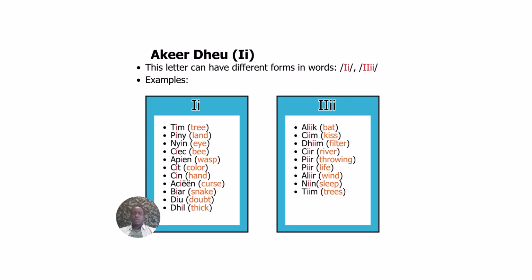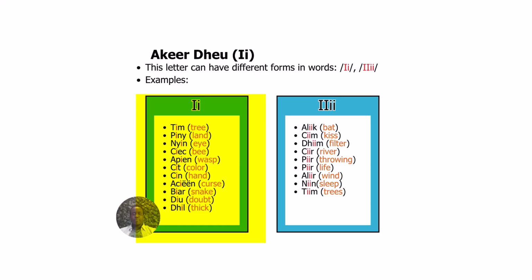E, like A, can also have words that have a single E and words that have a double E. So words that have a single E are here on the left, and words that have a double E are here on the right, with the English translation next to them. We'll start with words with the single E.